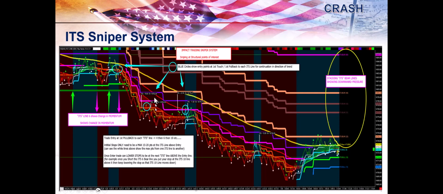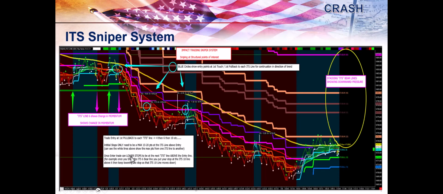Your initial stops only need to be around 15 to 20 points max at the ITS line that's above the line that you're entering. So if I enter a trade at the 4, I put my stops above the 6. If I'm entering a trade at the 6, I put my stops above the pink 10. If I'm entering a trade at the 10, I put my stops at the 15 line.